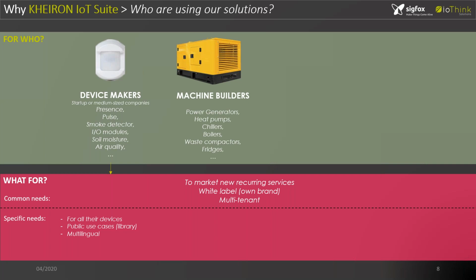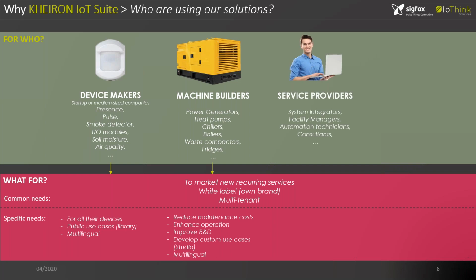The second one is machine builders. It could be power generators, heat pumps, chillers, boilers, etc. The common needs, of course, are the same. And for this kind of client, they would like to reduce maintenance costs, to enhance operation, to improve R&D, to develop custom use cases according to their machines, and a multilingual solution.